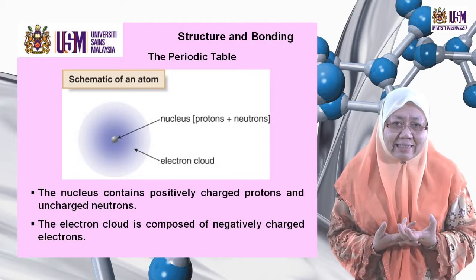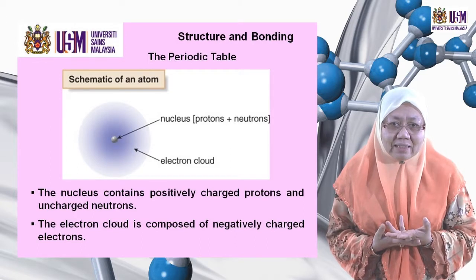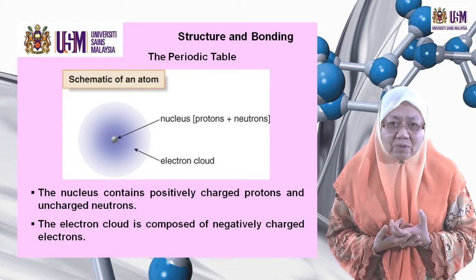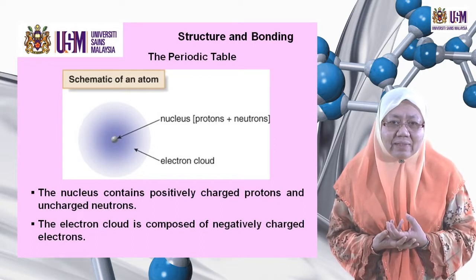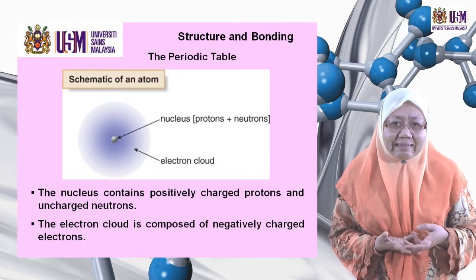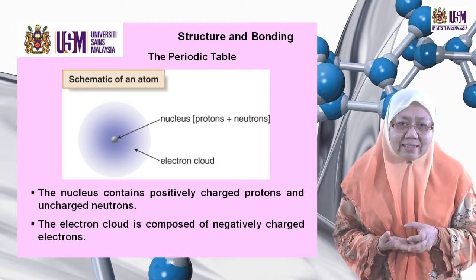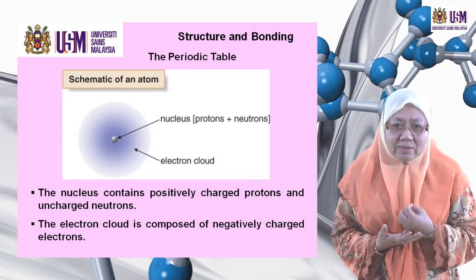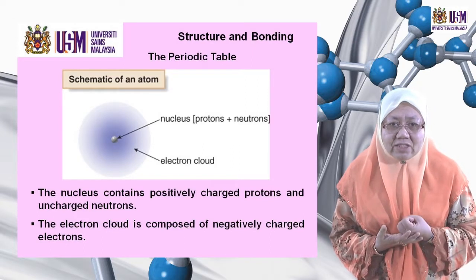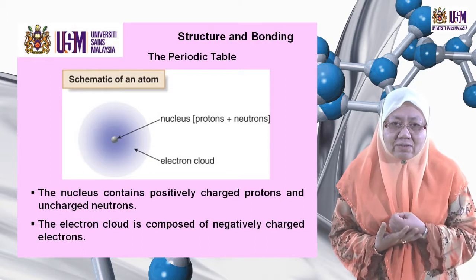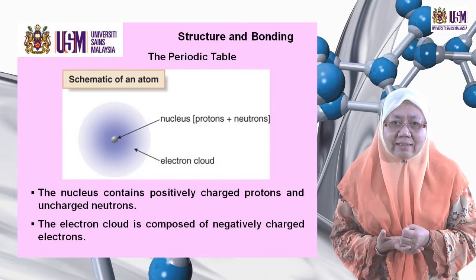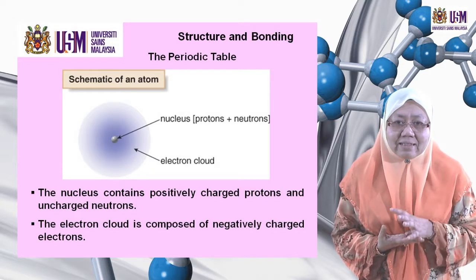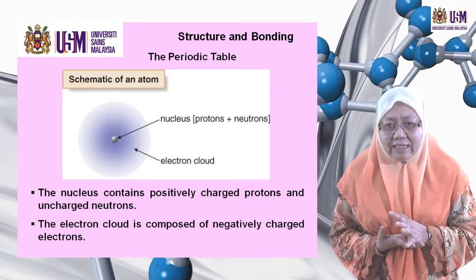As we can see, the structure of an atom is composed of the nucleus in the middle containing the protons and the neutrons, with the electron cloud around it. The nucleus contains positively charged protons, and of course the neutrons are not charged, they are uncharged, and the electron cloud around the nucleus is negatively charged.